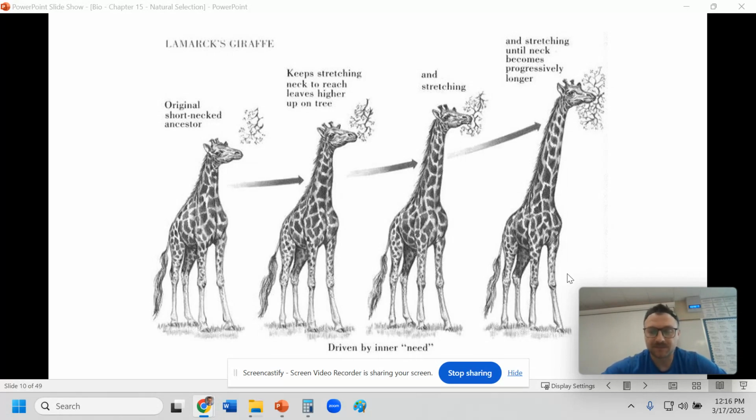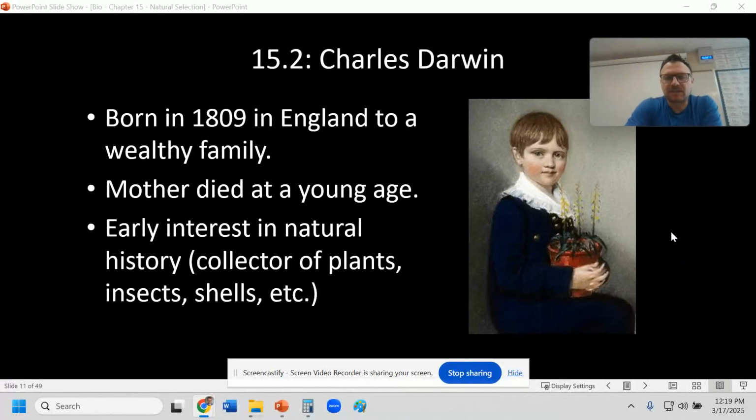All right, the next part of chapter 15.2 is going to be on Charles Darwin. And again, we're going to start back in his earlier days, basically just to show how he came to the understanding of the theory of natural selection. So, Darwin was born in 1809. He was born in England to a wealthy family. They were a little bit noble, you could say, at that time.